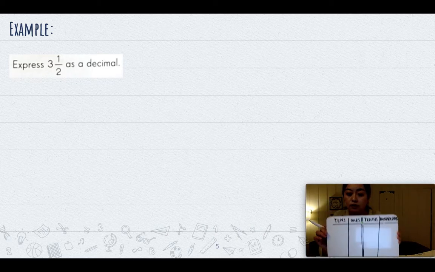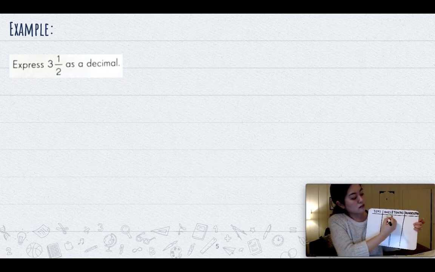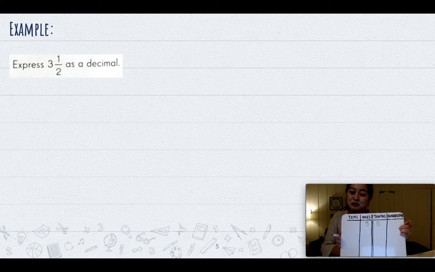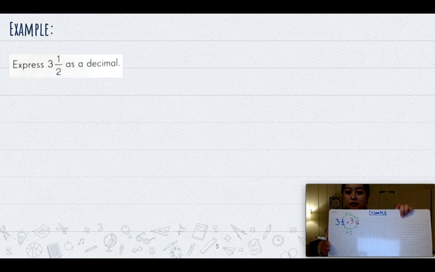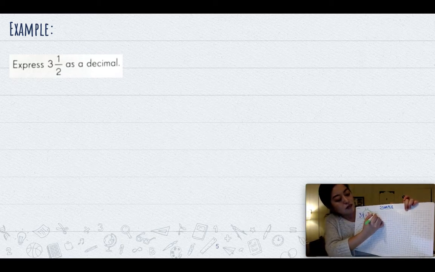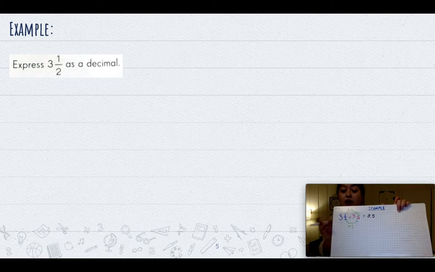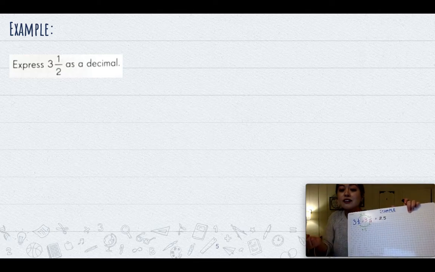3 5/10 is 3 ones and 5/10. So what's my decimal? My decimal becomes 3.5. Or we can also say 3 and 5/10.